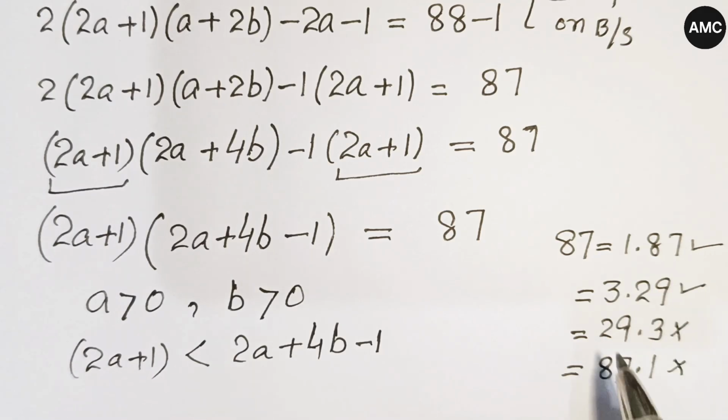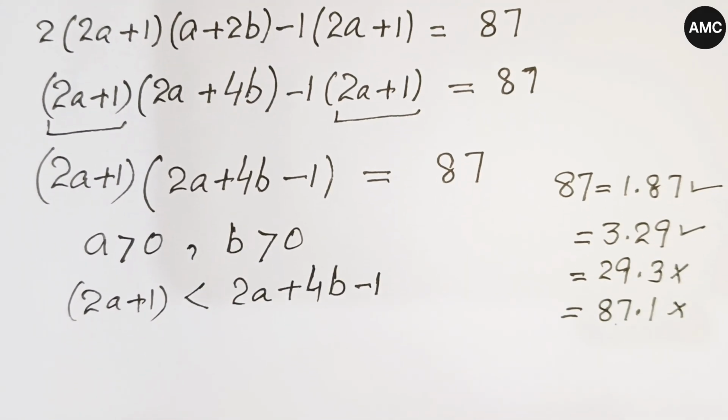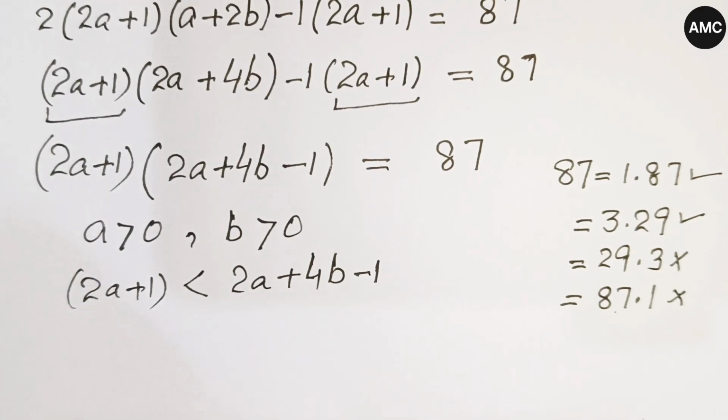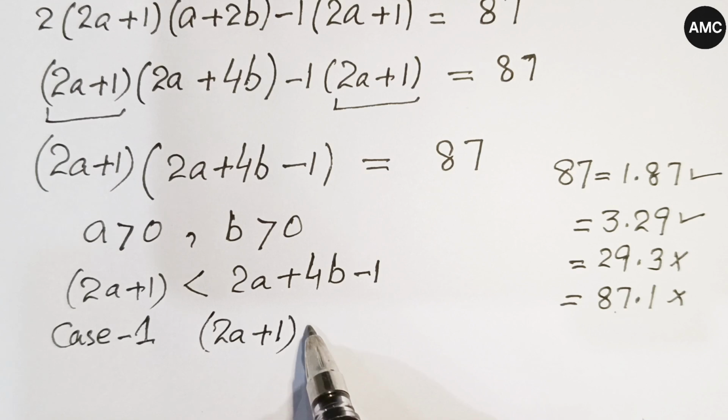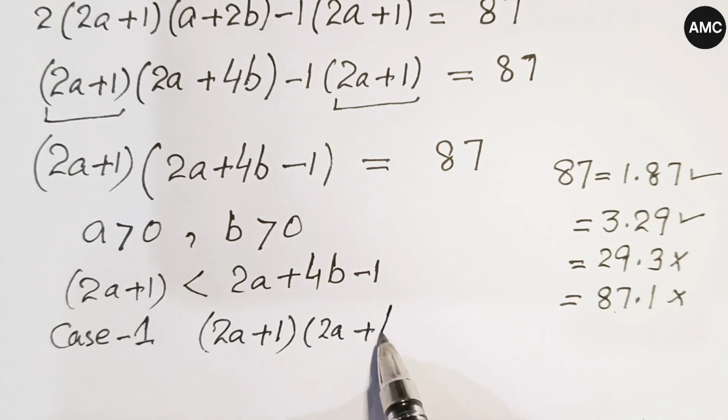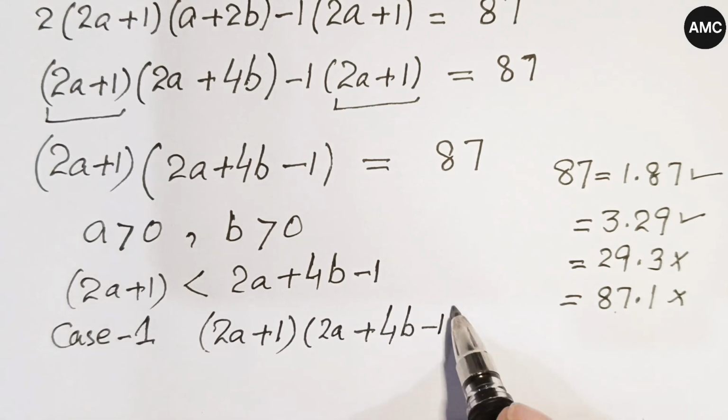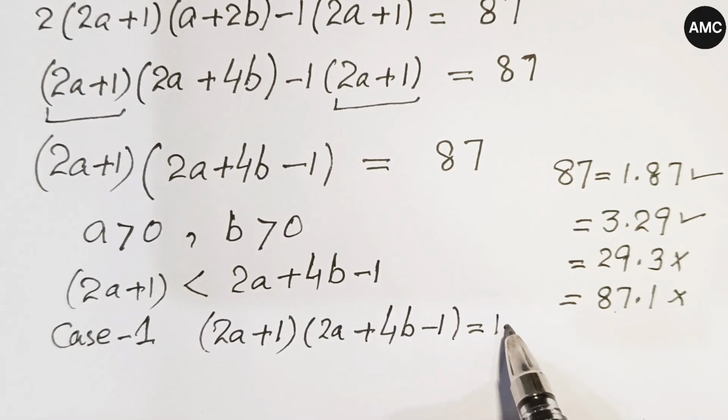So these two cases are considered here. Now we have two cases, we have to solve these two cases. So here our case 1 is, that is (2a + 1) times (2a + 4b - 1) is equal to 1 times 87. It is our case number 1.